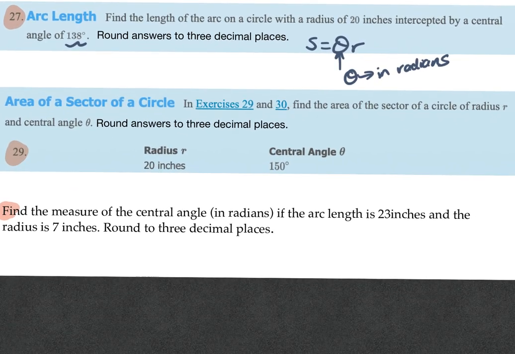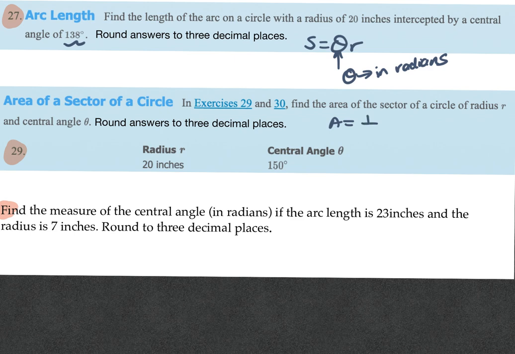Area of the sector was next. This is area equals 1/2 radius squared times theta. And again, theta has to be in radians. So if it gives it to you in degrees, like this one does, you've got to convert it into radians and then multiply it out.